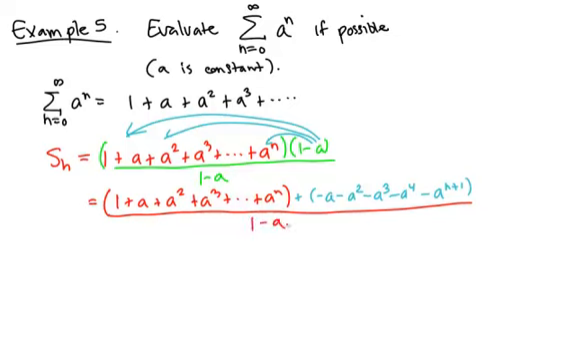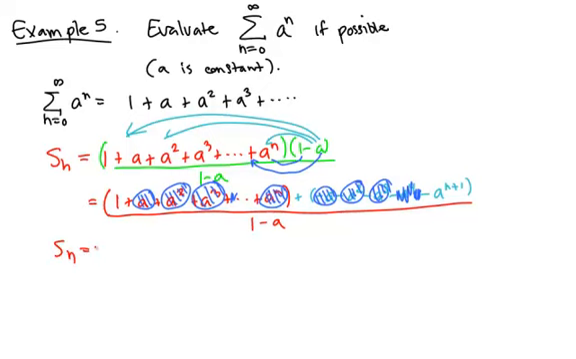So let's take a look at what we have up top. You might notice that there's an a here and a negative a here, so those terms cancel. There's also an a squared here and a negative a squared here, and those terms cancel. So pretty much the only two terms that don't cancel are the extremes, the 1 times 1 and the a times negative a to the n. So if I clean that up, we found that the nth partial sum of this is 1 minus a to the n plus 1 over 1 minus a. So we've got a partial sum for the series.